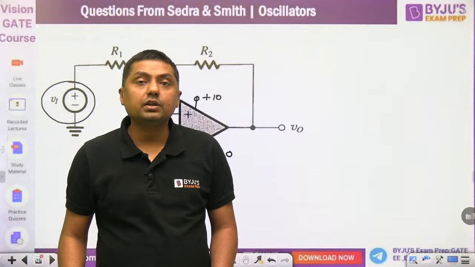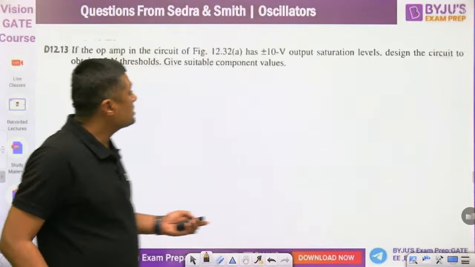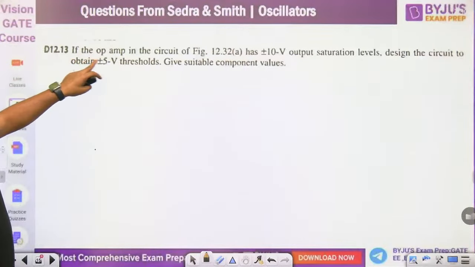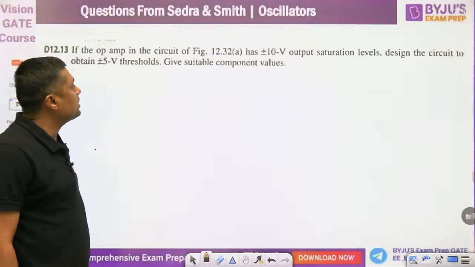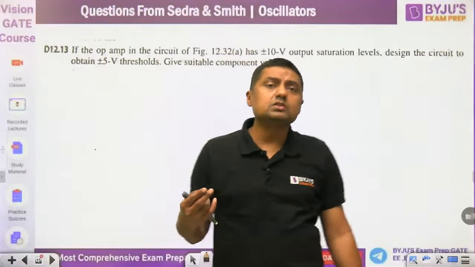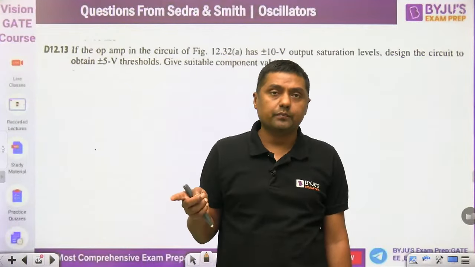We can design it using what is given here. If the op amp in the circuit has plus minus 10 volt, why are you designing the circuit to plus minus threshold voltage? Threshold voltages VUTH and VLTH are asked. No need to limit the output.